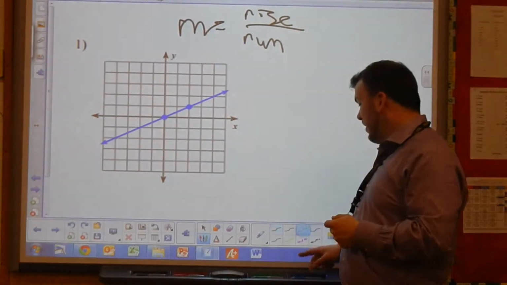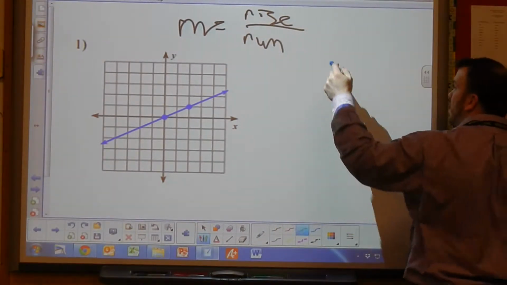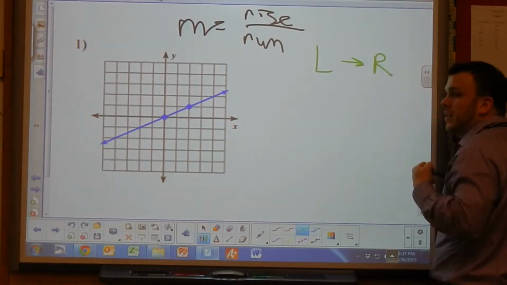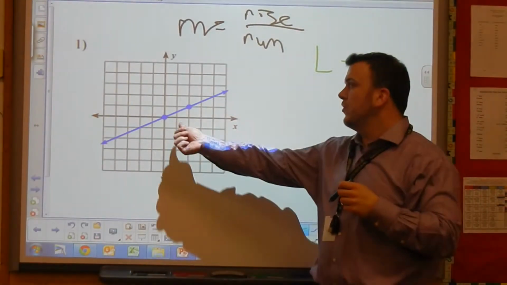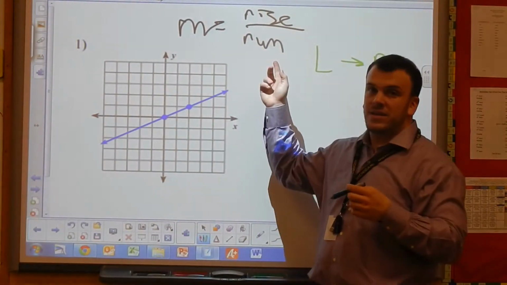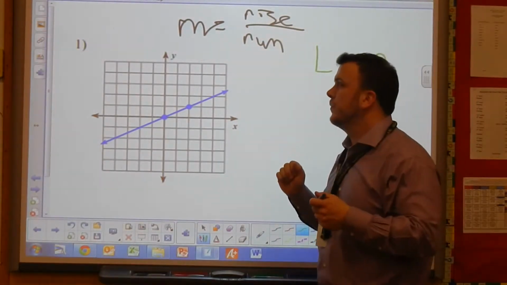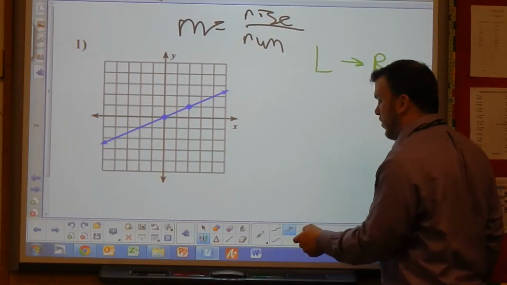Now, just a little helpful hint for you guys. When you do this, you want to start at your left point and go to your right point. The reason why, it will always move you in a positive direction with your run, so that way you only have to look at the negatives of your rise. So let's go ahead and get to look at our point.